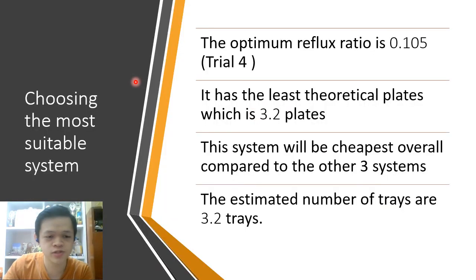When it comes to choosing the most suitable system, we found that the optimum reflux ratio is 0.105, which is at trial 4, because it has the least theoretical plates, which is 3.2 plates. So the system will be the cheapest overall compared to the other 3 systems. And the estimated number of trays is 3.2 trays.